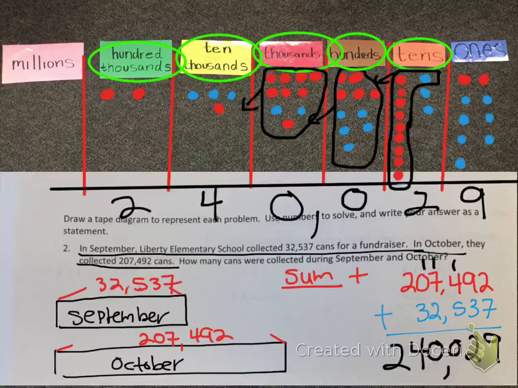All right. That is how we add, and that's how we use our dots to represent bundling. And I did it on standard algorithm too to show you how to bundle accurately when we are adding. Okay, let's do the next one. So let's go on to number 3.